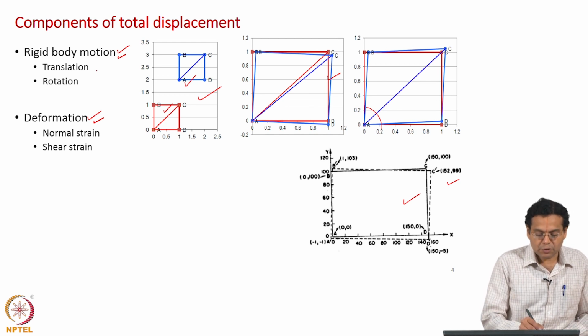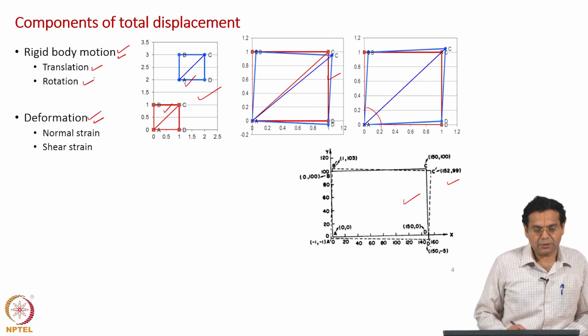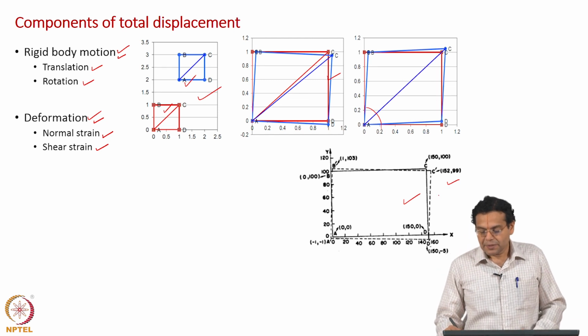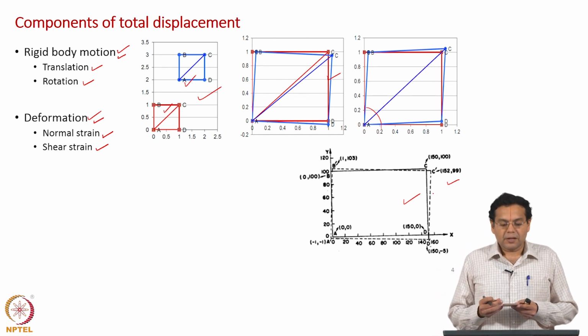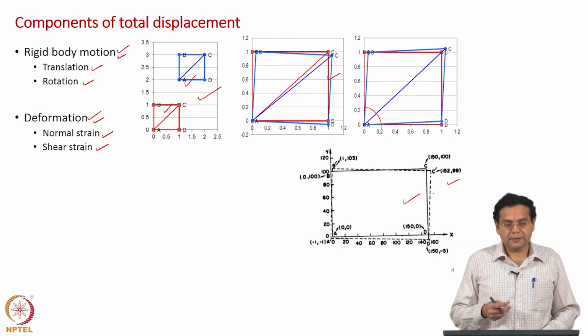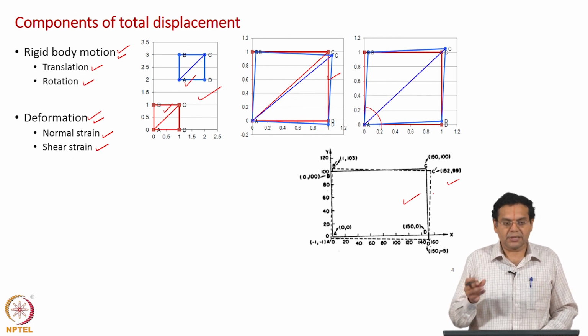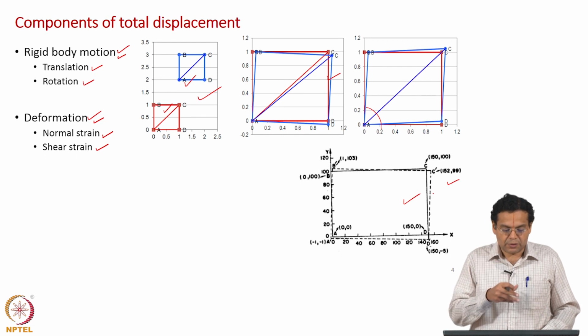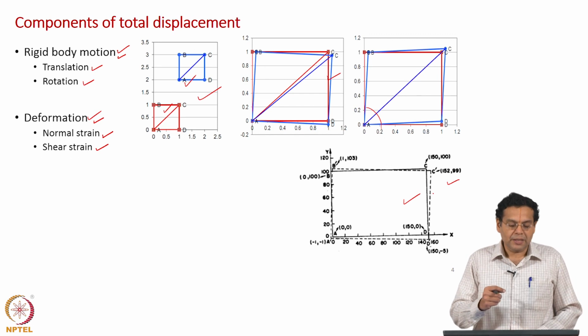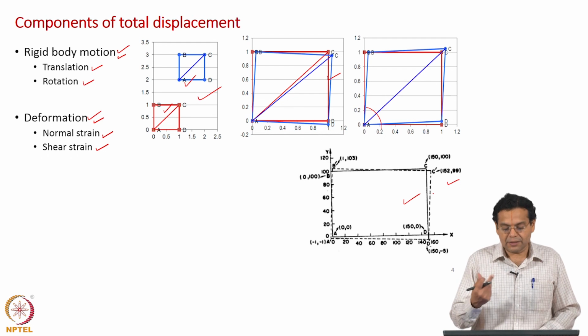Rigid body motion could be because of translation and then rotation, and deformation is because of normal strain and shear strain. What we are going to see is, if we have a displacement, how do you factor that into that due to translation, that due to rotation, that due to normal strain and that due to shear strain. We are going to separate the deformation part from the rigid body motion part. As I told you, the motivation we will see towards the end of the lecture. Why we really do this will be discussed later.